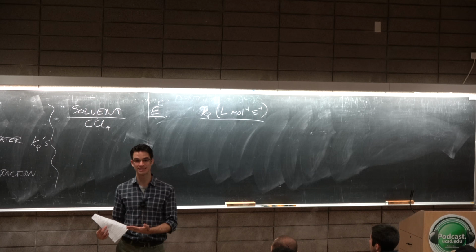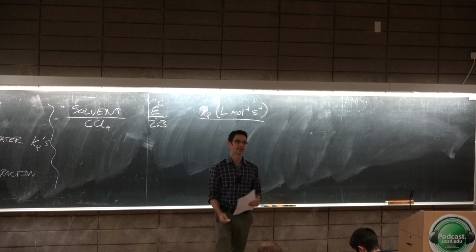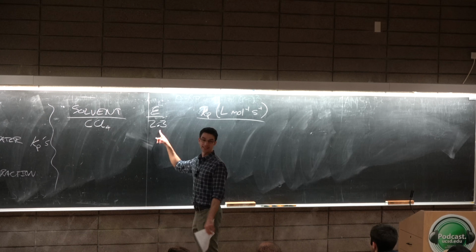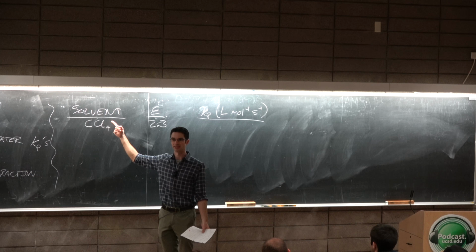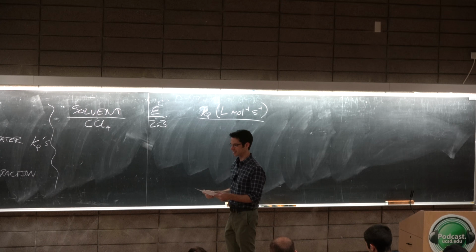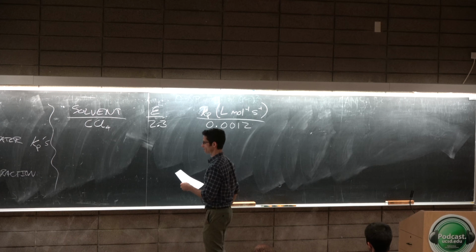So carbon tetrachloride has a dielectric constant of 2.3. What's the lowest a dielectric constant can be? One. Dielectric constant could be one, which is what air or vacuum is. And it's not one, it's a little higher than one, because you can still polarize the electrons just because they're not totally stuck to the protons. You can still polarize this molecule in an electric field. So the dielectric constant is not as low as vacuum, but it's pretty low. And the reaction rate constant is 0.0012.